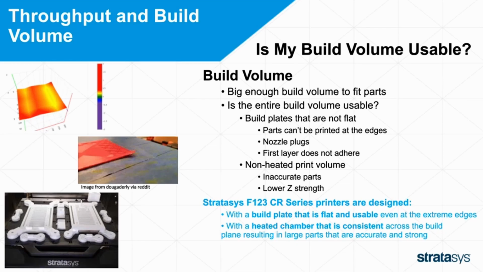Again, looking to the left, that lower picture is a sample print from an F123, and you can see that they're printing to the extreme edges, and we're having success. Stratasys printers are designed for a flat and usable build plate that can be built on even at the edges. And with a heated chamber, it's consistent across the build plane, resulting in large parts that are accurate and strong. Those are some different aspects of build volume that you need to look at when considering composite parts.